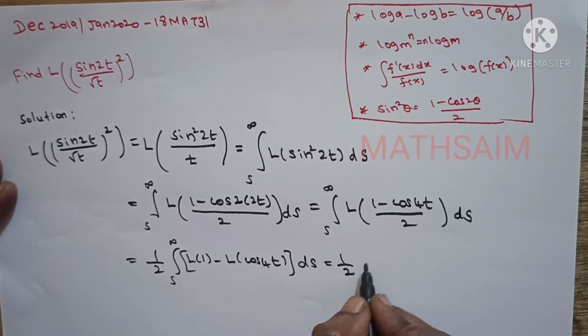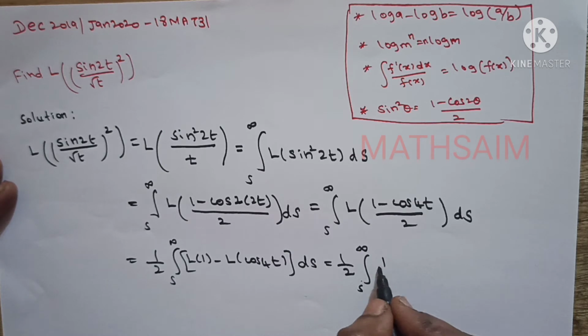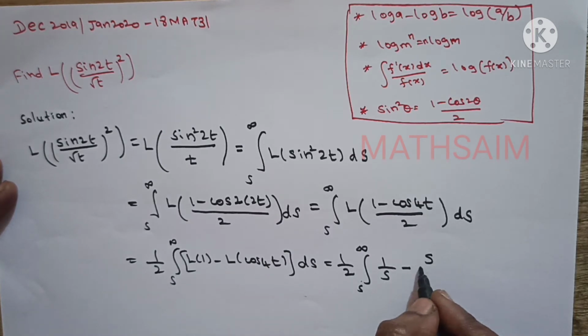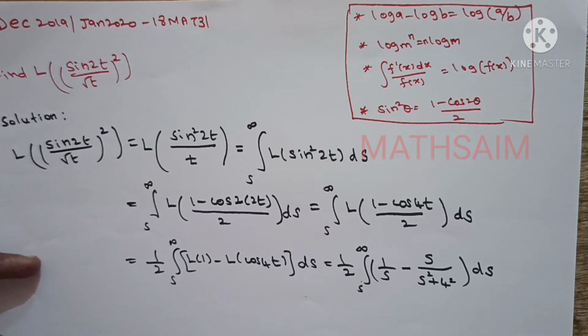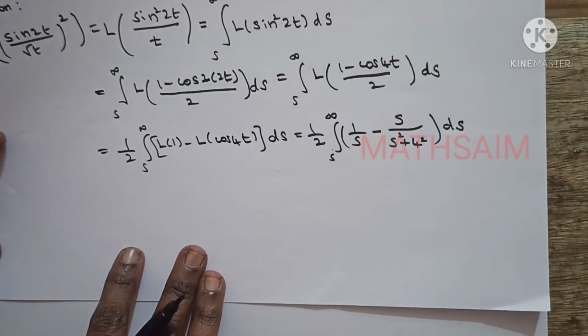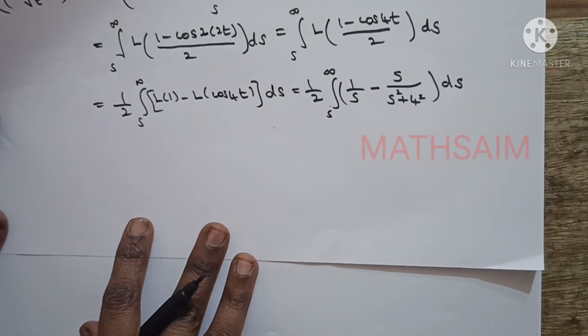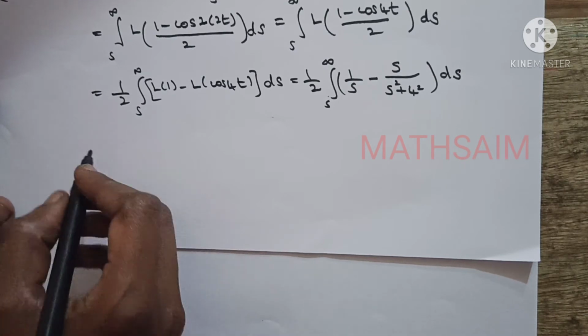Now this is equal to 1 by 2 into integral s to infinity. What is L of 1? It is 1 by s. Minus, what is L of cos 4t? It is s divided by s square plus 4 square, into ds. Okay, now what are you going to do? Simply you are going to integrate this one. The first one is very easy. Laplace transformation of 1 is 1 by s, and the integral of 1 by s is log s. But for the second one we are going to use a formula.